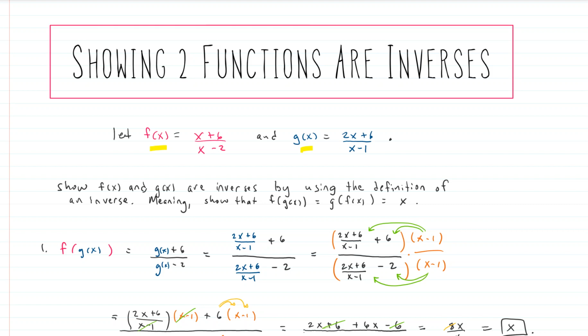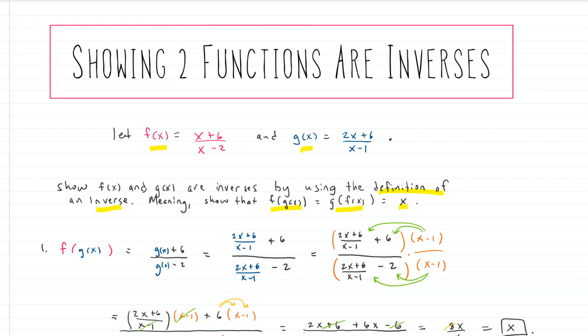If we wanted to show that f and g are inverses, and we wanted to use the definition of an inverse, then we would have to show that f of g and g of f both equal x. So we do f of g, we put g into f, and then we do algebra and simplify, and we should get x. Not x squared, not x plus 2, just x.